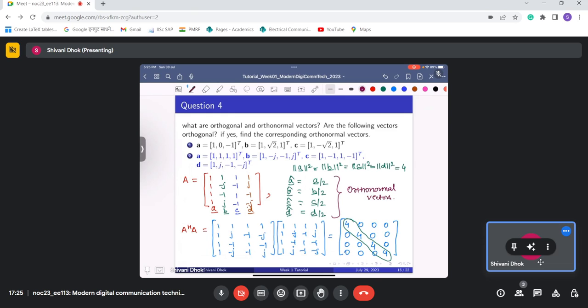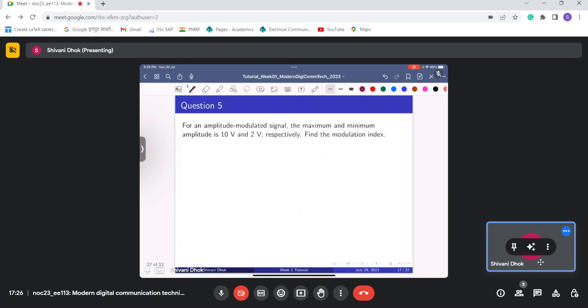and this A is a special matrix. It is a Fourier matrix, DFT matrix actually. These are the columns of the DFT matrix, and if I scale it by a factor of 2, it becomes a unitary DFT matrix. Okay, these were some basic questions related to signals and systems concepts, which will be handy when we go for digital communication system analysis.